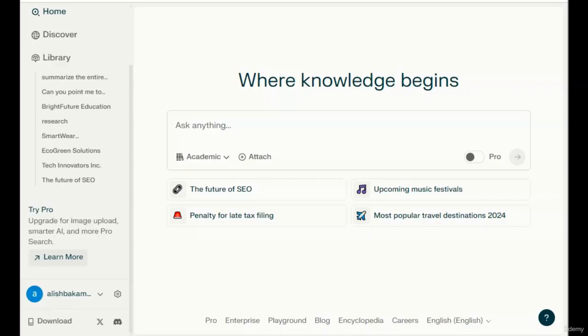Before we dive into this example, let's go over the general process for using Perplexity AI for business research. Here's a step-by-step guide to help you get started.